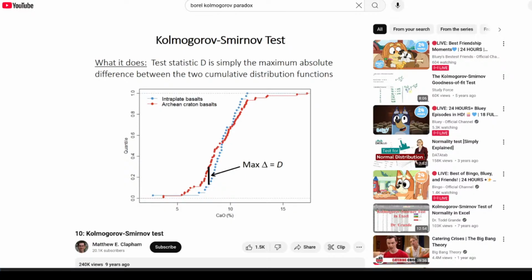Kolmogorov, when he came up with the test, calculated that expected distribution of D if the null hypothesis is true. I won't go into the details of how he did it or what it is. But basically, the p-value is obtained by finding the area under the expected distribution for values at least as extreme as the observed D statistic.